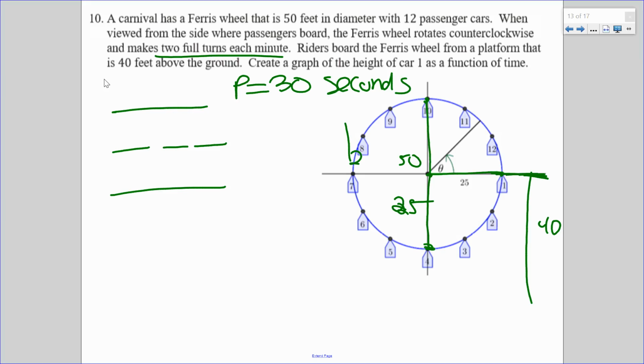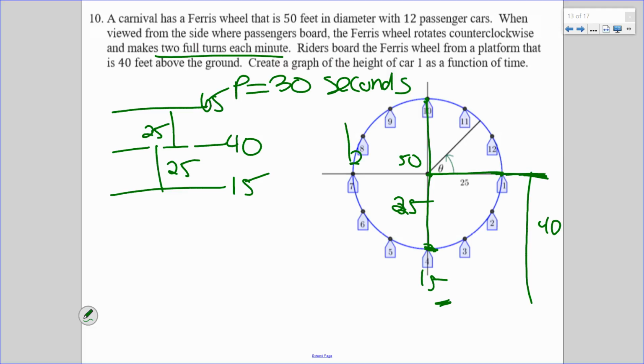Because this is 25, the distance from here to the bottom must be 40 minus 25, which is 15. So at this point, I have my midline must be 40. My amp must be 25, which makes this 65 and this 15.